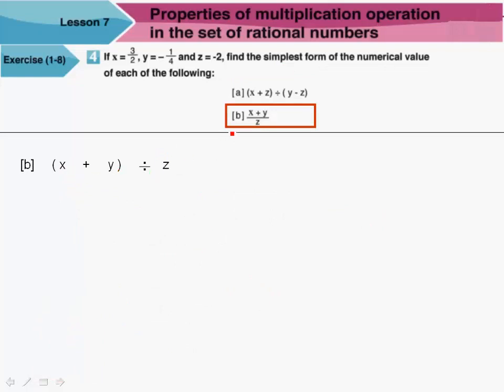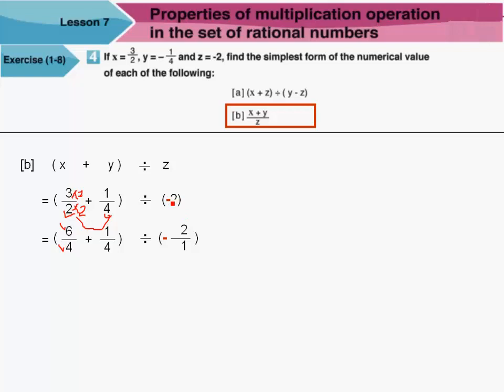X plus y over z means divided by z. Also, we replace every variable with its value. And here we have 4 and 2 at the denominators. 2 multiplied by 2 to give the same denominator here. We multiply 2 times 2, so we have to multiply 3 times 2 also, which is 6. 6 over 4 plus 1 over 4 divided by minus 2.